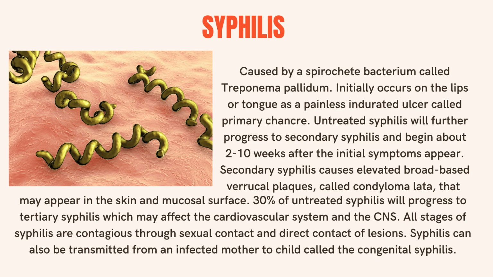30% of untreated syphilis will progress to tertiary syphilis, which may affect the cardiovascular system and the CNS. All stages of syphilis are contagious through sexual contact and direct contact with lesions. Syphilis can also be transmitted from an infected mother to child, called congenital syphilis.